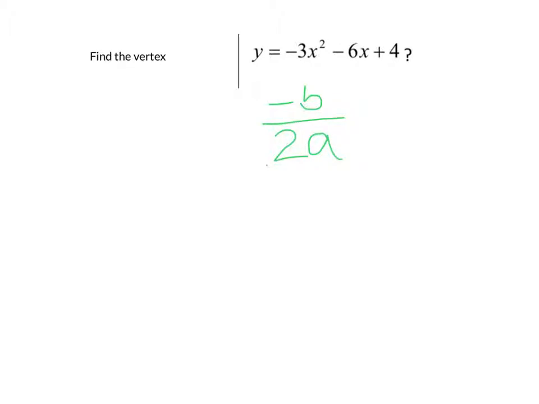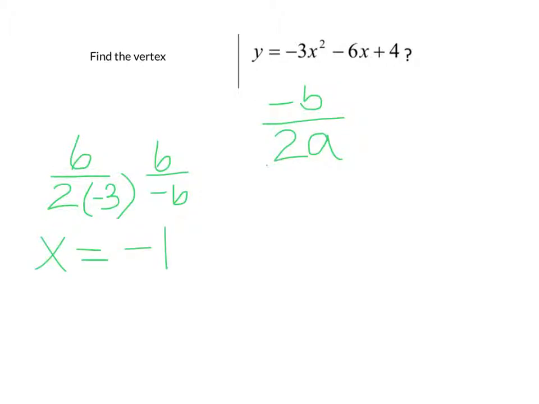And I'll show you what that looks like again. Our negative b term is a negative 6, so to make it negative we would make it positive 6, divided by 2 times a. We have an a of negative 3, which would leave us with 6 over negative 6, leaving us with an x of negative 1. Alright, now that we know our x, we need to know the y as well, and that will help us find our vertex.